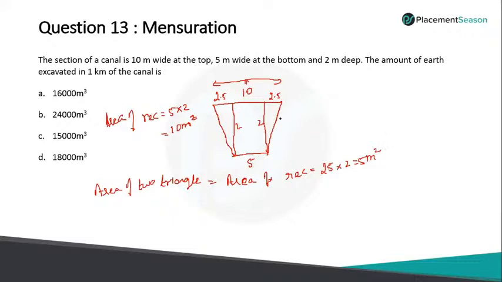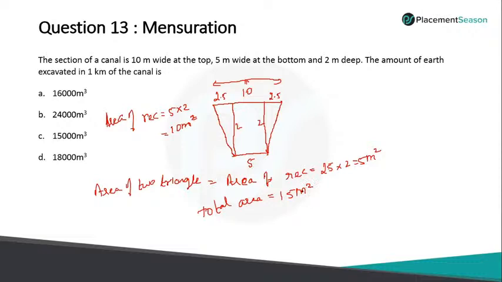The total area covered should be what? This is 10 meter square and these two are 5 meter square. So the total area is equal to 15 meter square.